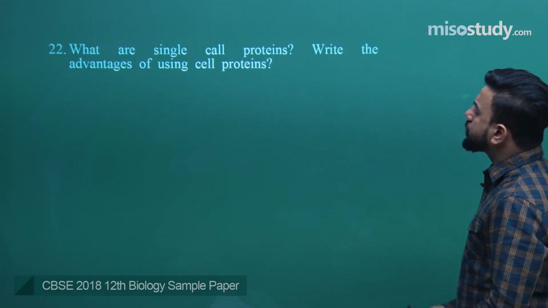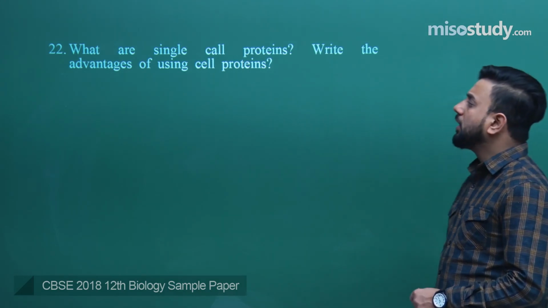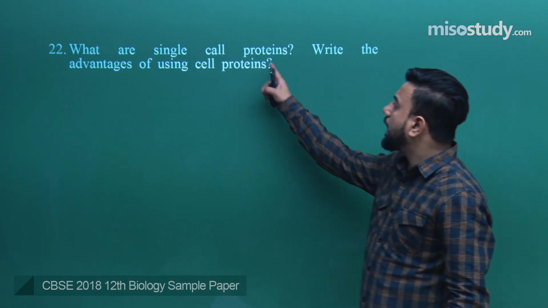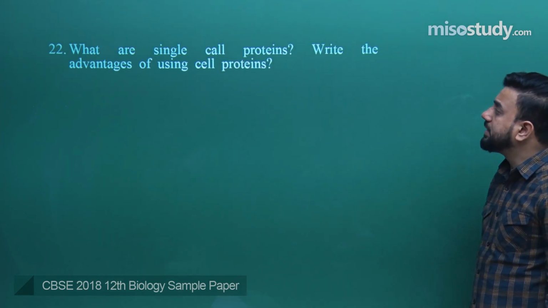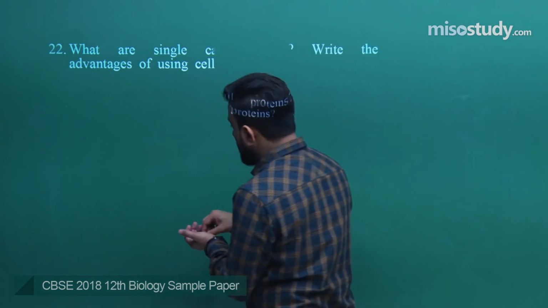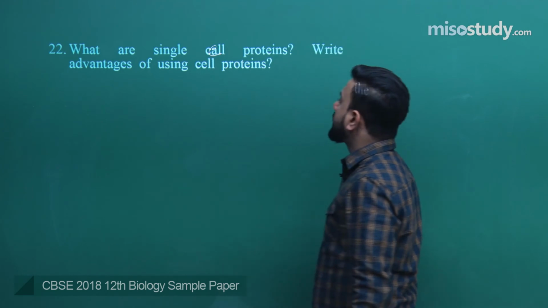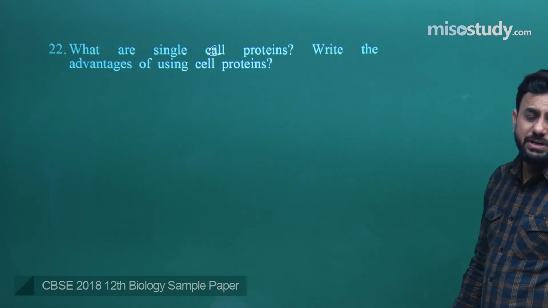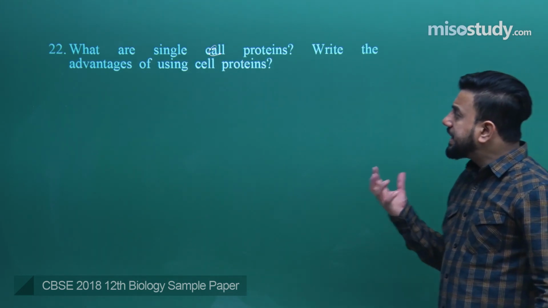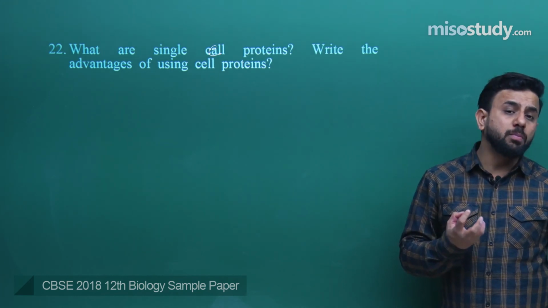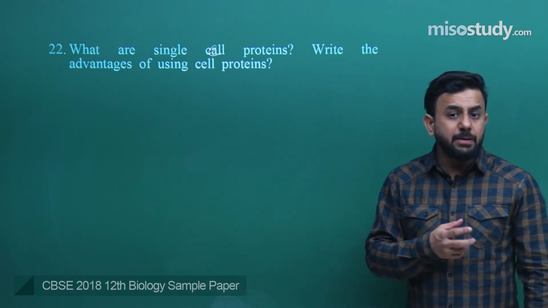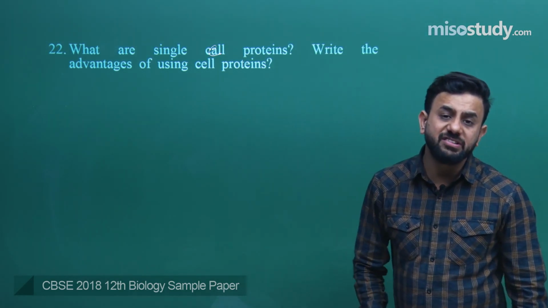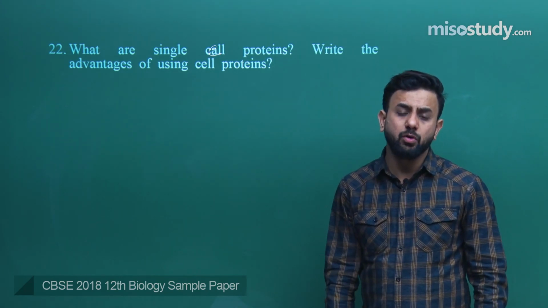The next question, which I think is the last question of this section, reads: what are single cell proteins? This should be E and not A. I'm making this correction here. What are single cell proteins? Write the advantages of using these cell proteins. The single cell proteins are microbial biomass. Now, microbial biomass means what? These are obtained from either unicellular or multicellular organisms, especially the microorganisms.